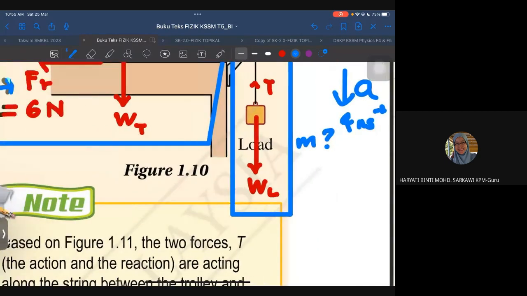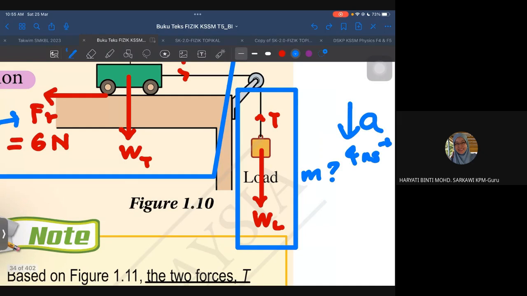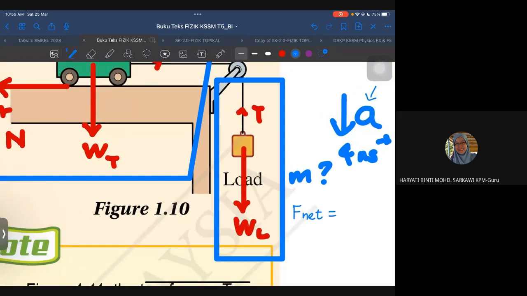So from here, we know that the value of WL... Need to write the equation first. Okay, is there any Fnet for the load system? There is, right? Yes, because it accelerates. So there must be Fnet. So I can write Fnet equal what minus what? For this system only.